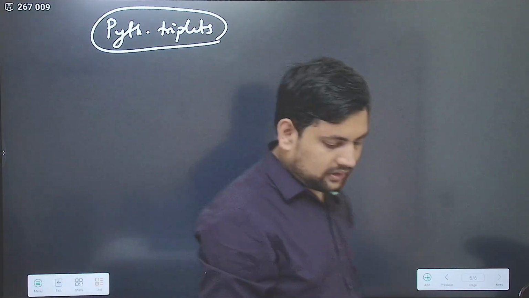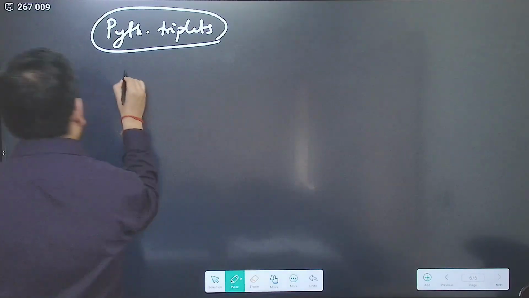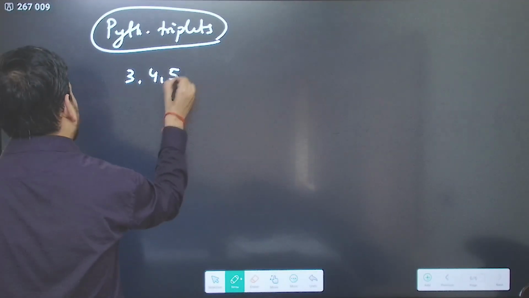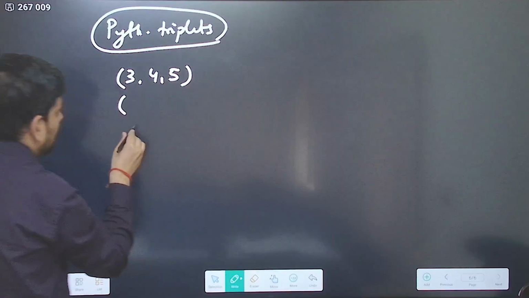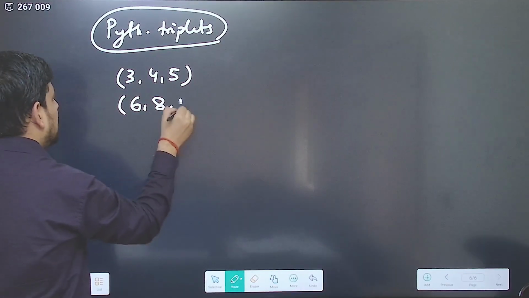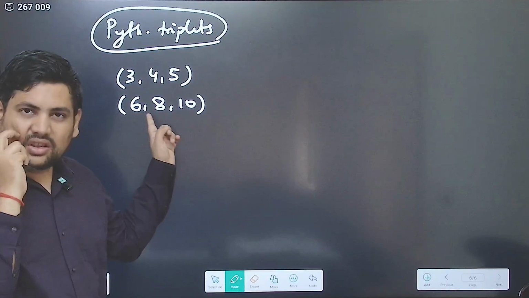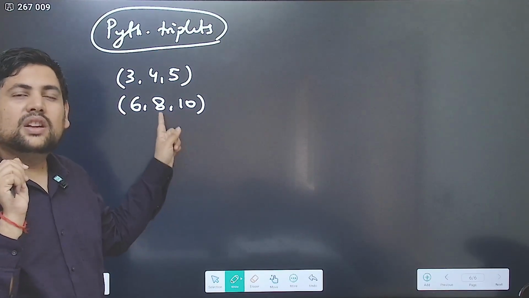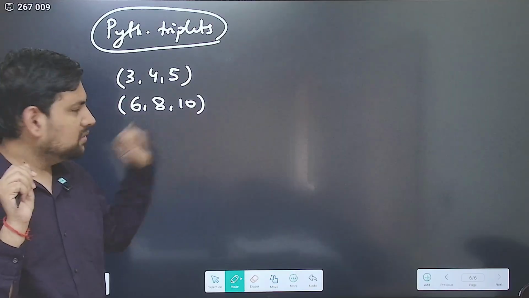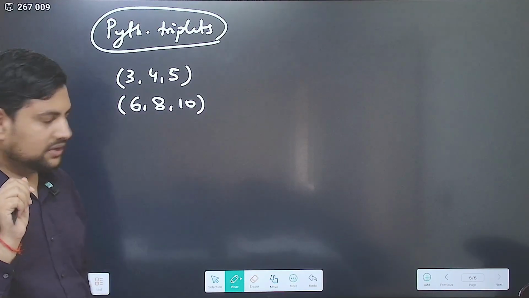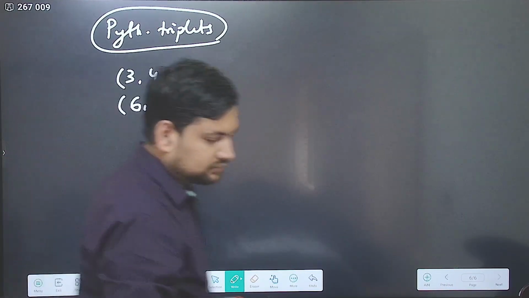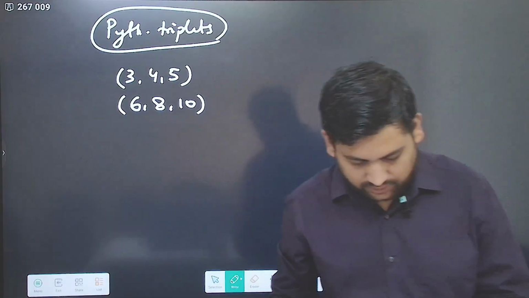Okay, so the Pythagorean triplet, the most famous one, that is 3, 4, 5. Then what else? 6, 8, 10 is also very famous. That means 6 square plus 8 square. 6 square is 36. 36 plus 8 square, which is 64, so total 100. That only. So that becomes equal.